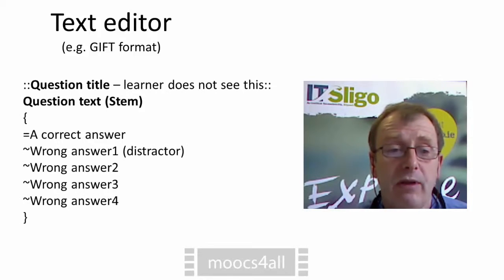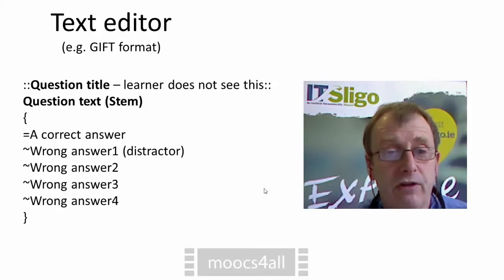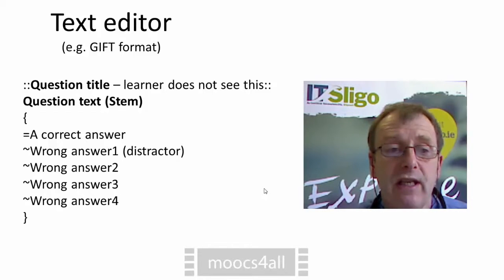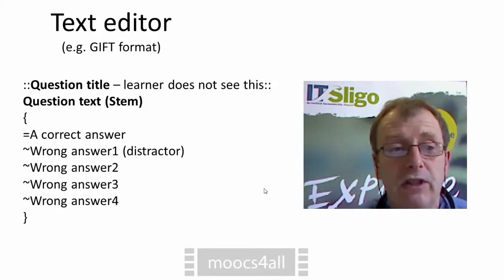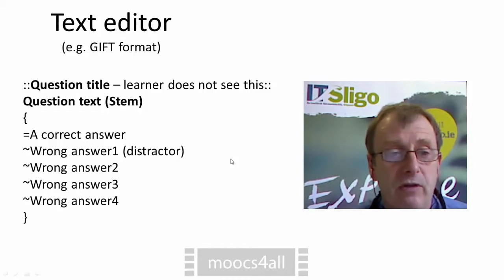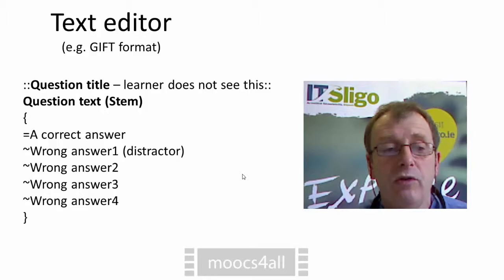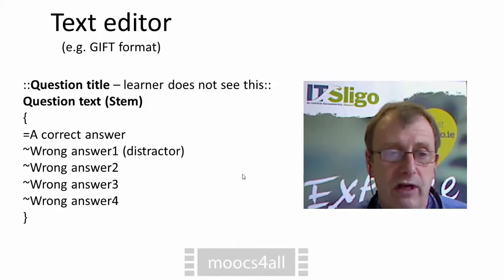Okay, here's an example of the GIFT format where you might write a question title for yourself. The learner doesn't see that. Then you'd write the stem of the question text. Then you would have, within these curly braces that you see here, a correct answer with the equal sign in front of it and the approximately equal sign in front of the incorrect answers, also known as the distractors. Now you can type out this very quickly once you get used to it.